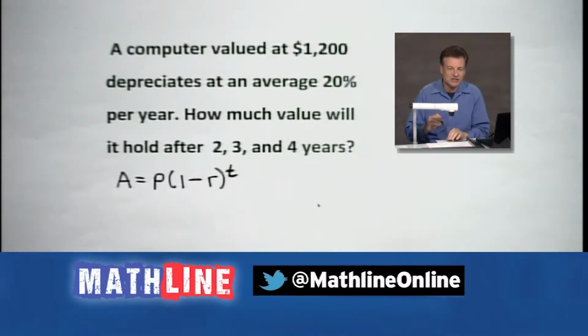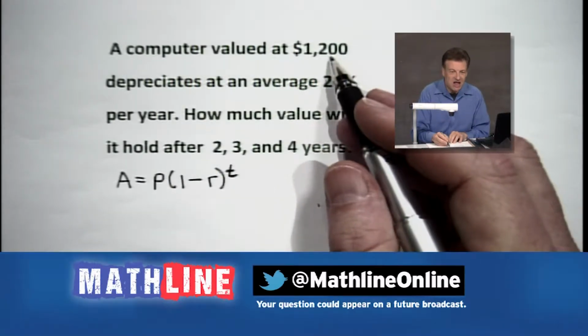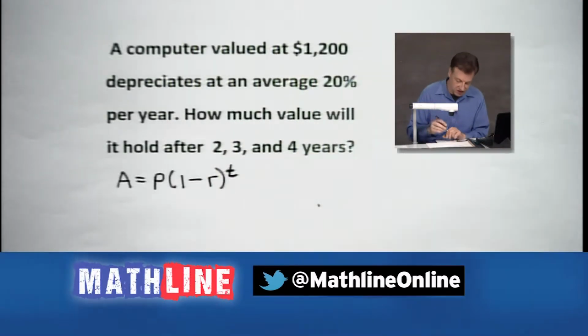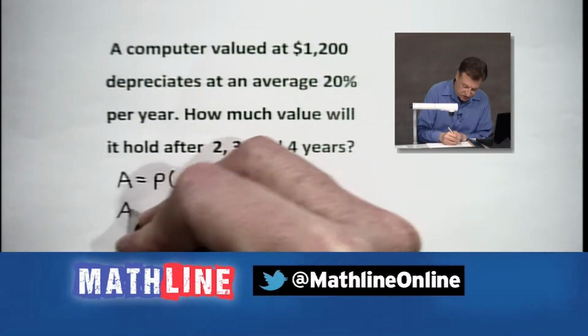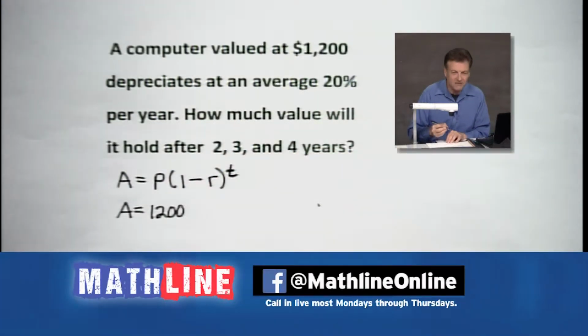So let's take a look at this one and use our formulas. 20%, $1,200, and we'll go with 1, 2, 3, and 4, all right? So let's start off first of all with our first situation. We've got $1,200 going in there for P.